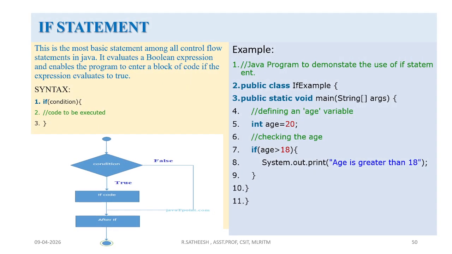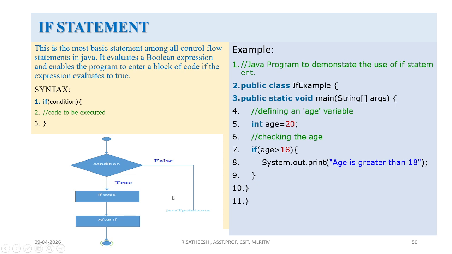That is the if statement. It is the most basic statement among all the control flow statements in Java. It evaluates a Boolean expression and enables the program to enter the if block of code if the expression evaluates to true. Only if the condition is true does it enter the block. If the condition is not true, or else it is false, it simply goes out of the if block, and the remaining statements are executed as well.